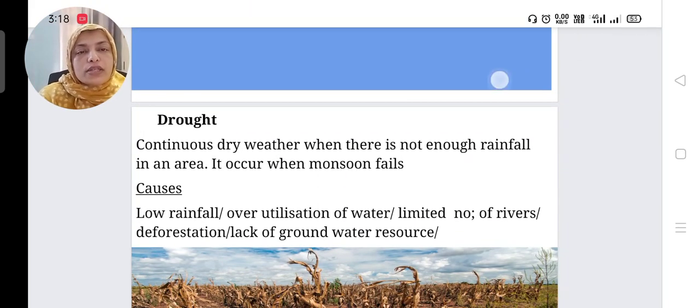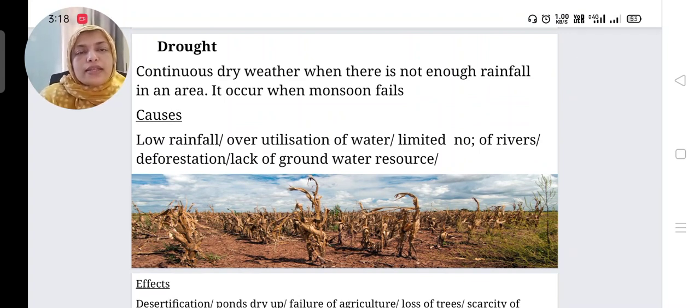Then drought: continuous dry weather when there is not enough rainfall in an area. Continuous dry climate changes to too hot, so there is no rain in that area. It occurs when monsoon fails. There is no monsoon, no rain. What are the reasons or causes of drought? Low rainfall, overutilization of water, then limited number of rivers, deforestation, cutting trees, lack of groundwater resources. These are the major reasons of drought.